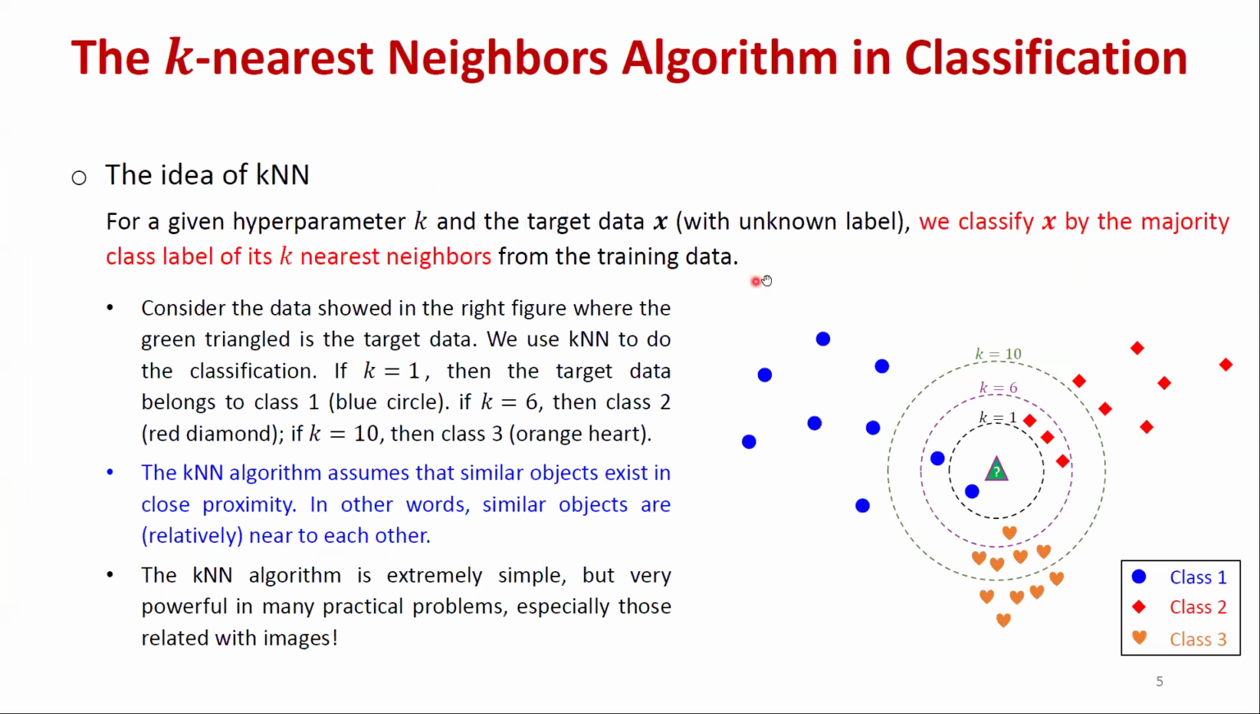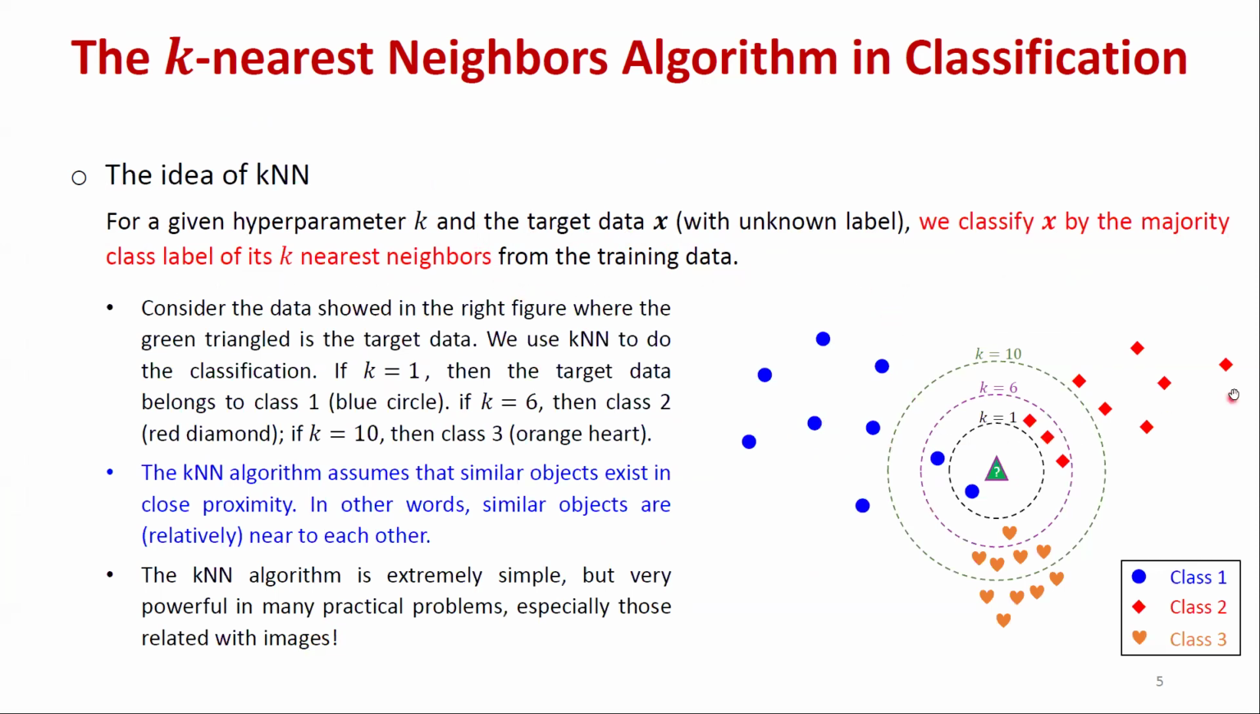Very simple, right? Okay, now let's formally define it. For a given hyperparameter K and the target data X, X has an unknown label, because it's target data, not training data. We classify X by the majority class label of its K nearest neighbors from the training data.